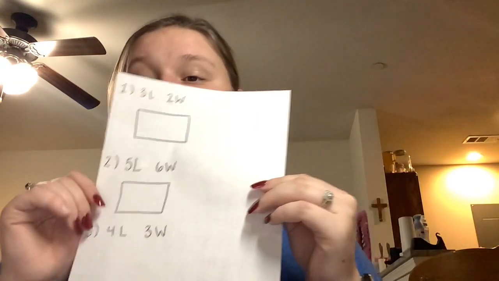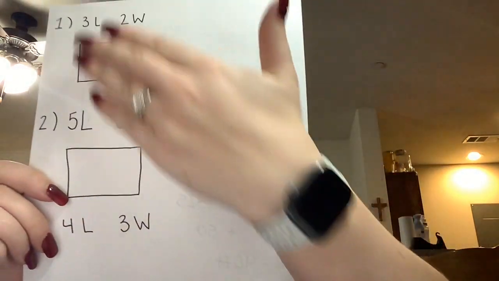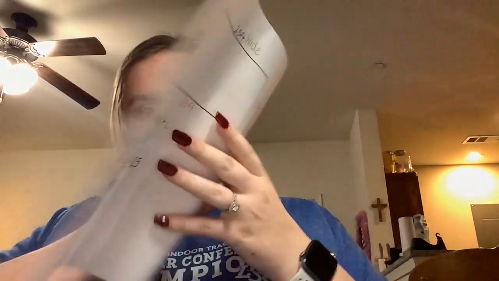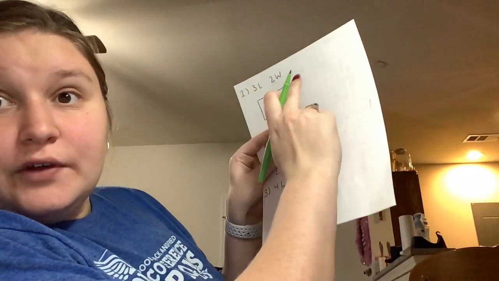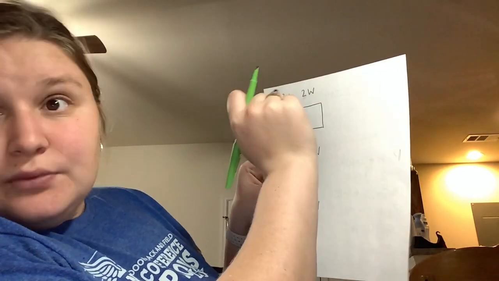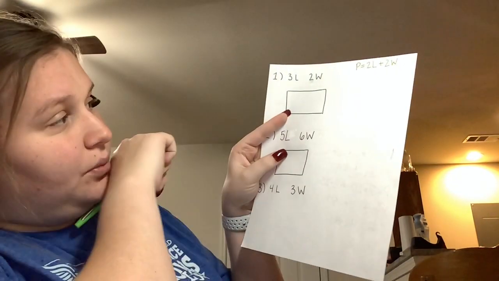So together, we're going to look at the back of this paper and we're going to solve these. First of all, up here in the corner, let's write our equation that we just made. So it is P equals 2L plus 2W, for width. 2 lengths plus 2 widths.